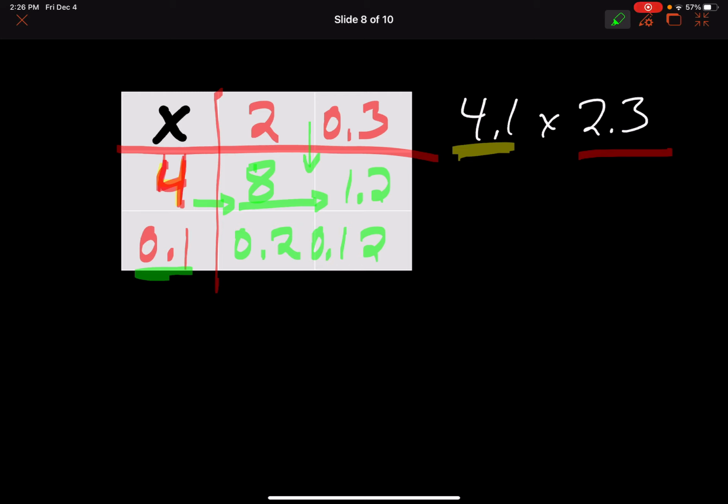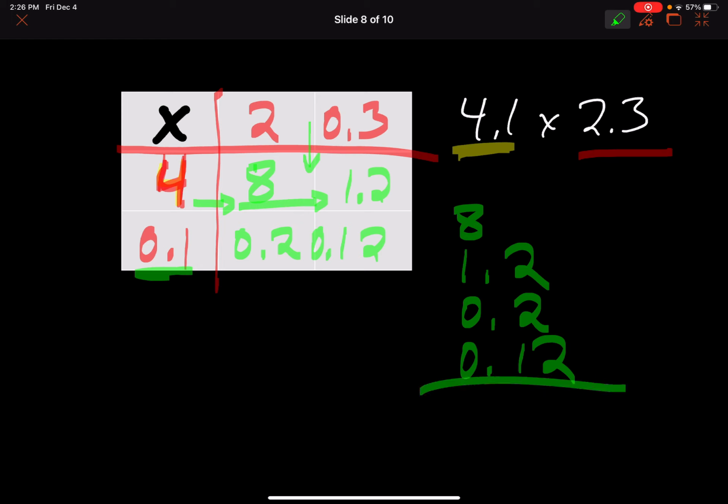And then I can add these pieces all back together. So I take 8 plus 1. There we go, plus. And I can just add them all back together. Oops, that's a 9.